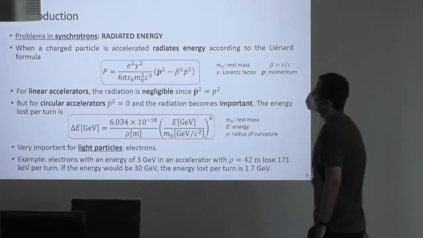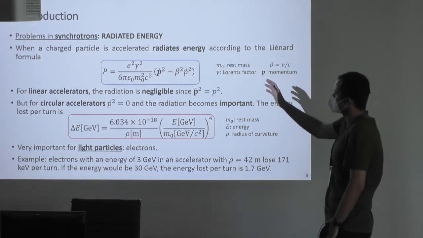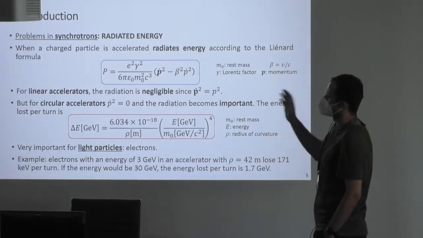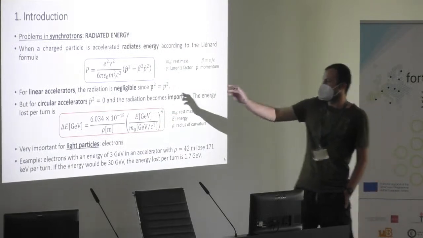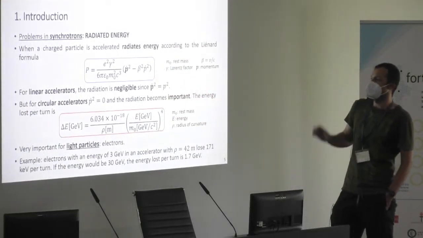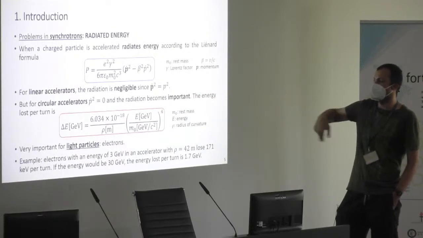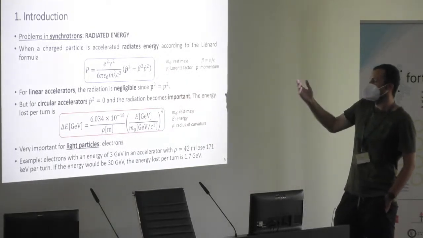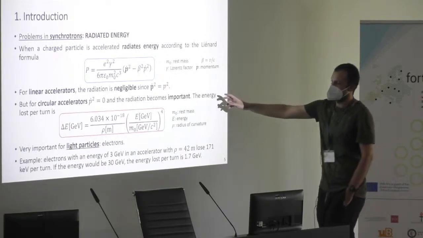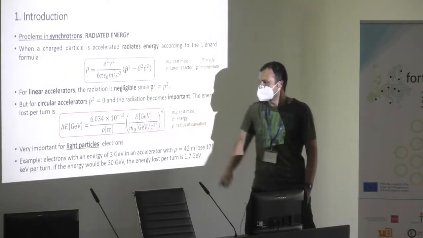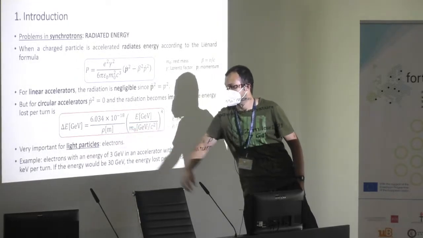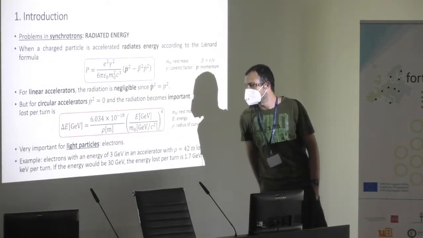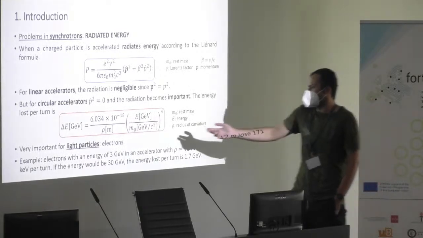One is the radiated energy. When a charged particle is accelerated, it radiates energy according to the Lienard formula, which is this. Basically this formula says that when the acceleration is linear, the radiation is negligible, as for example in the RF cavities, but where we have a circular motion, as in the bending magnets, this radiated energy becomes very important. The energy loss per turn can be calculated with this expression that depends on the energy of the particle, the mass of the particle, and the radius of curvature of the circular motion. So it is very important for light particles, because we have the mass here in the denominator, and specifically for electrons.